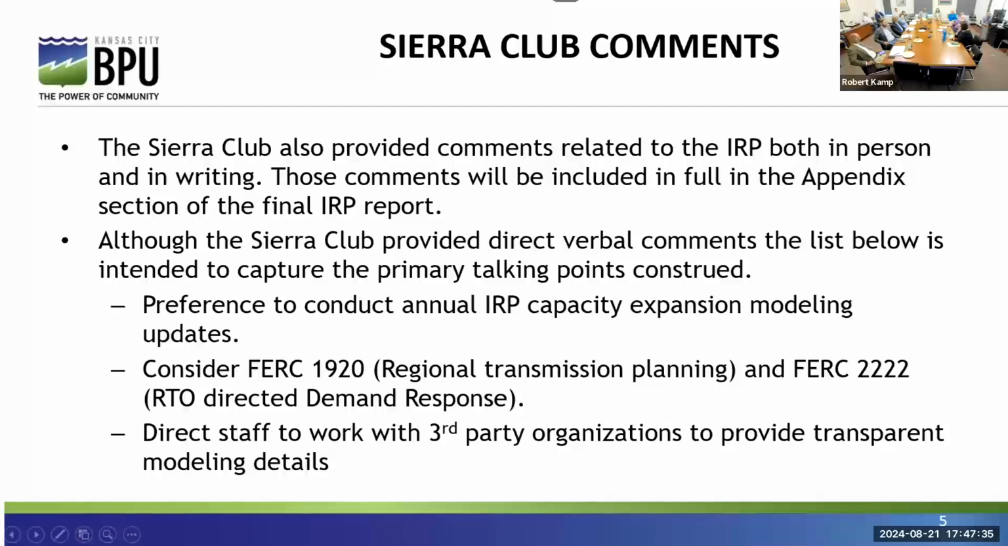They really provided three talking points primarily in their documents. And those preferences were to conduct annual IRP capacity expansion modeling updates. They were to consider FERC Order 1920, which is the regional transmission planning. And then it was FERC Order 2222, which is RTO, regional transmission organization, directed demand response. And then they asked staff to work with third-party organizations to provide transparent modeling details, what we just discussed. Next slide, please.